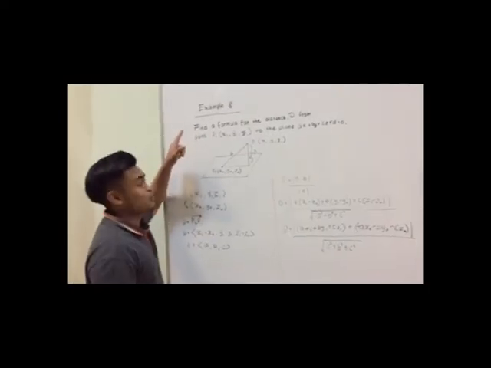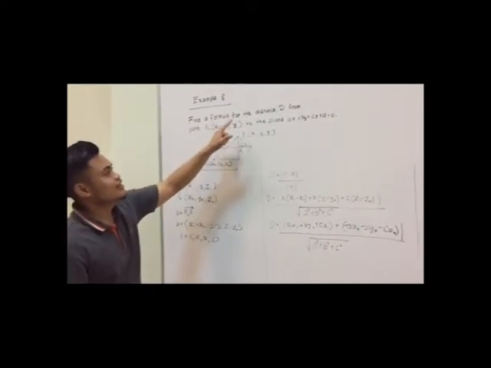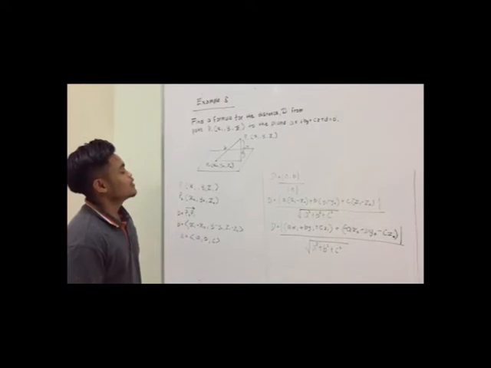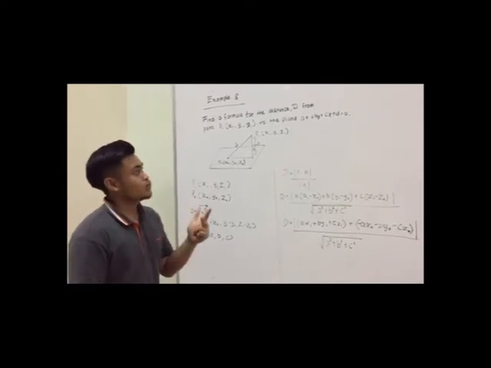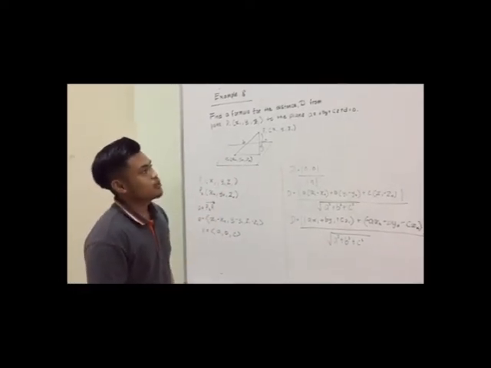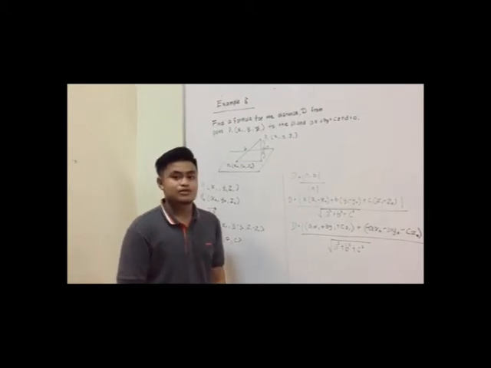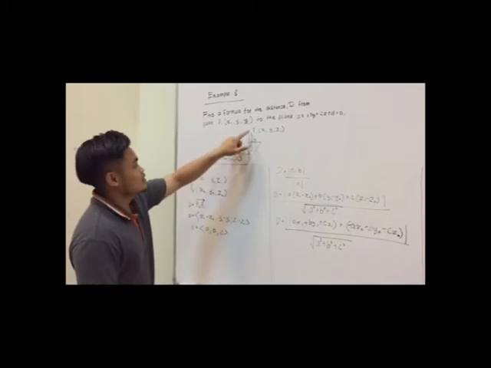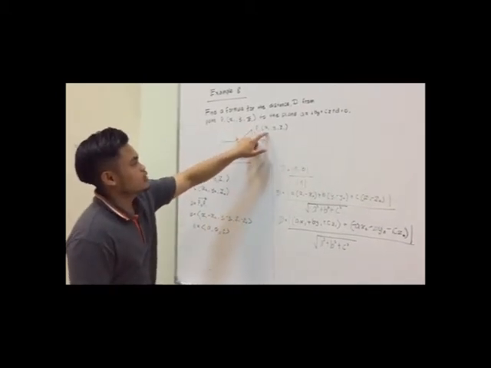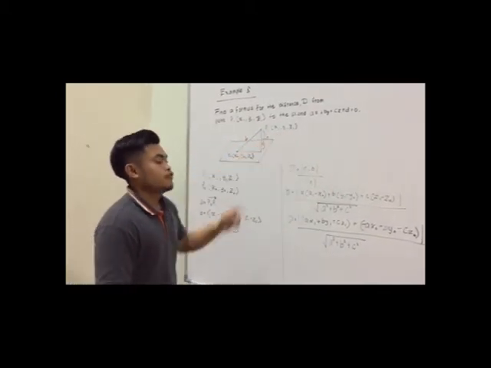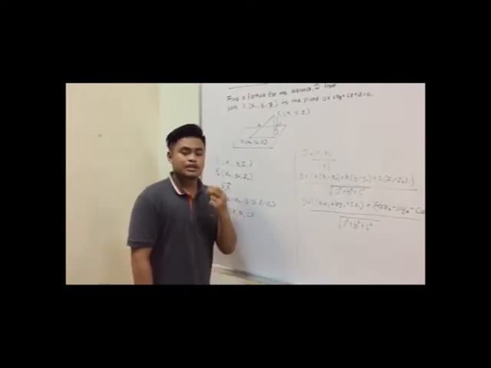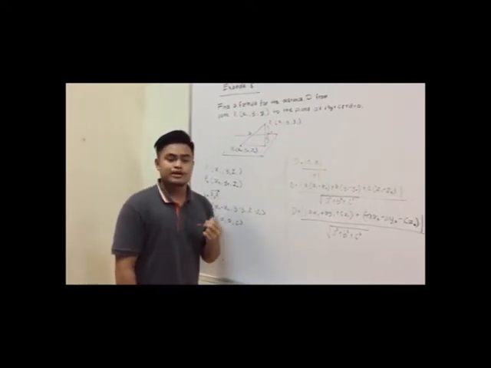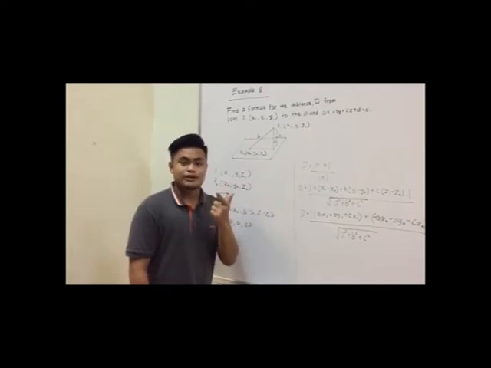For example 8, the question is: find a formula for the distance d from the point P, that is (x1, y1, z1), to the plane ax plus by plus cz plus d equal to 0. Firstly we need to draw the plane. This is our first point, P1, (x1, y1, z1). For this question, we are not given a second point, but to find the distance we need at least 2 points.